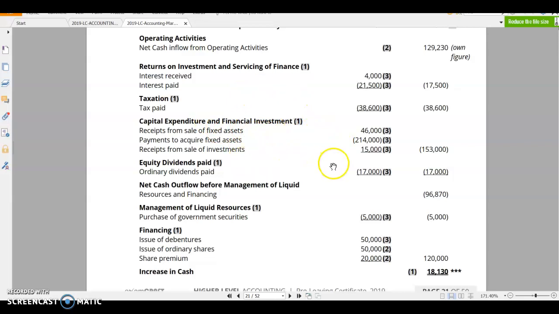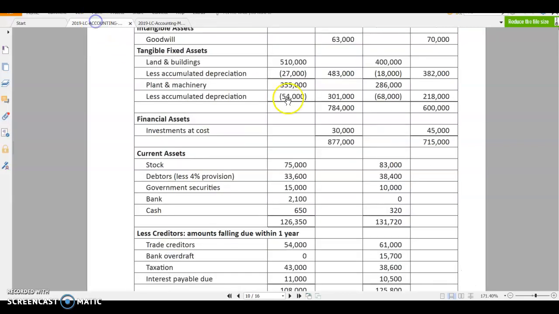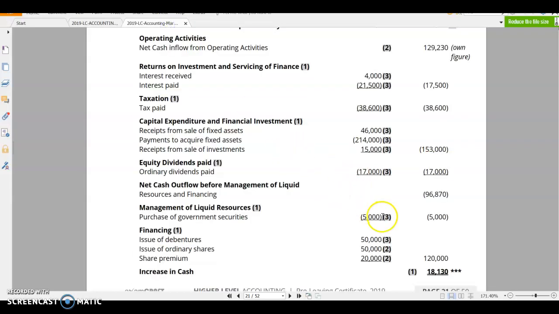Dividends paid, people did all right. This is just a subtotal. People were fine there. Purchase of government securities, yeah. So your government securities went from 10 to 15. So you must have paid 5,000 to acquire new securities. So remember, you're looking at the cash side of the transaction here. So you spent 5,000 to acquire those assets.